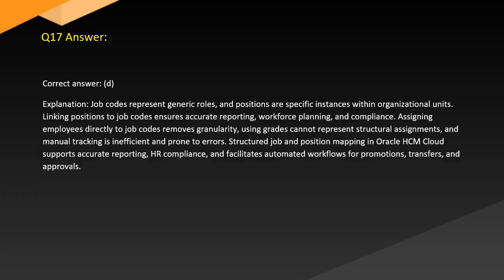Answer. Correct answer: D. Explanation. Job codes represent generic roles and positions as specific instances within organizational units. Linking positions to job codes ensures accurate reporting, workforce planning, and compliance. Assigning employees directly to job codes removes granularity. Using grades cannot represent structural assignments, and manual tracking is inefficient and prone to errors. Structured job and position mapping in Oracle HCM Cloud supports accurate reporting, HR compliance, and facilitates automated workflows for promotions, transfers, and approvals.